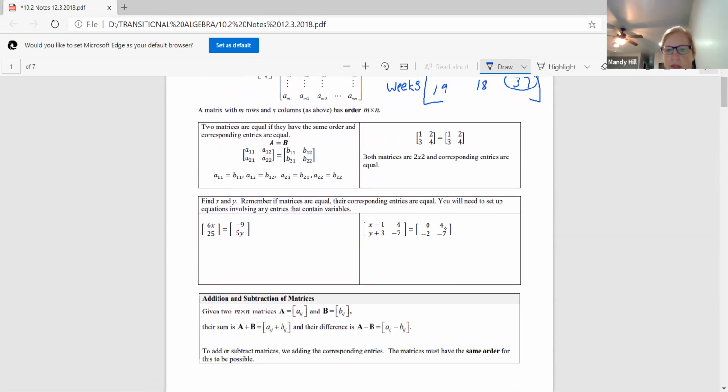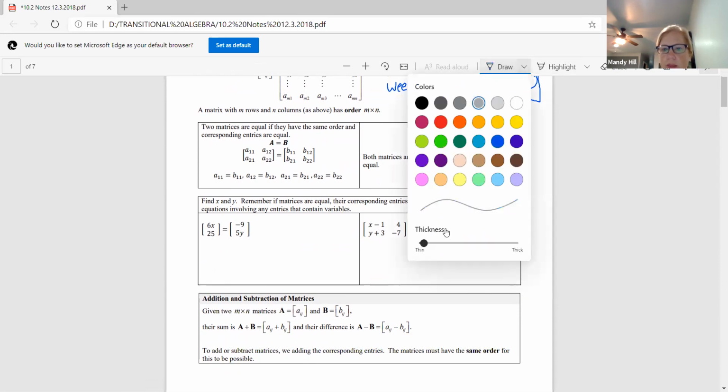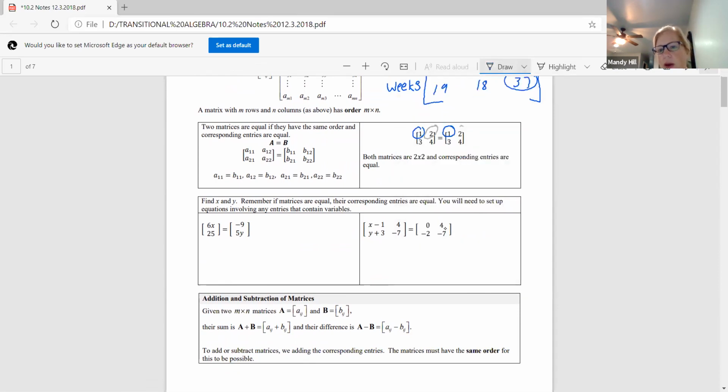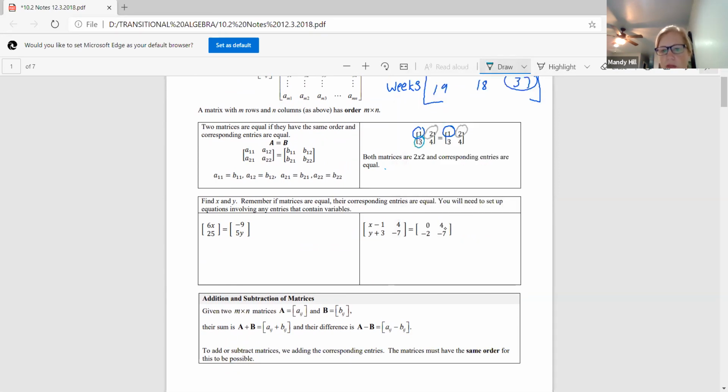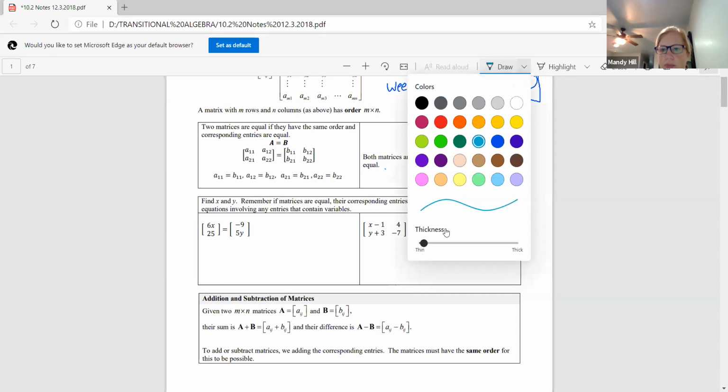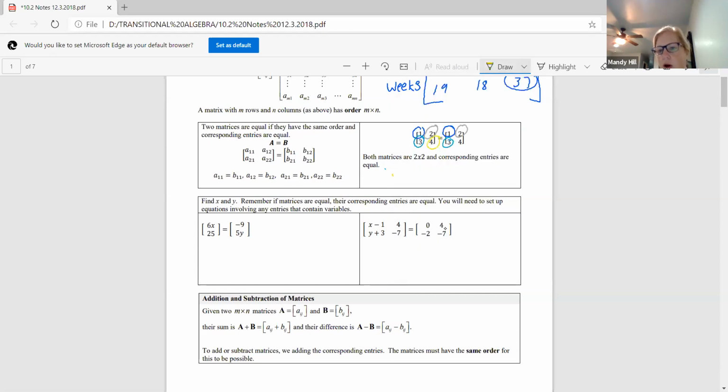But this first says both matrices are 2 by 2 and corresponding entries are equal. Okay, so if you compare, we've got a 1 here, we've got a 1 here. We've got a 2 and a 2 in the same place value. We've got a 3 and a 3 in the same place on both matrices. And we've got a 4 and a 4 in the same place.